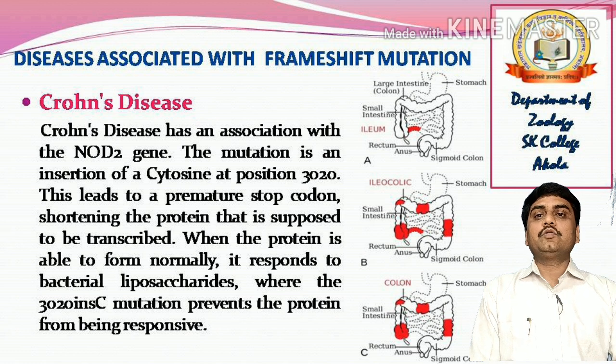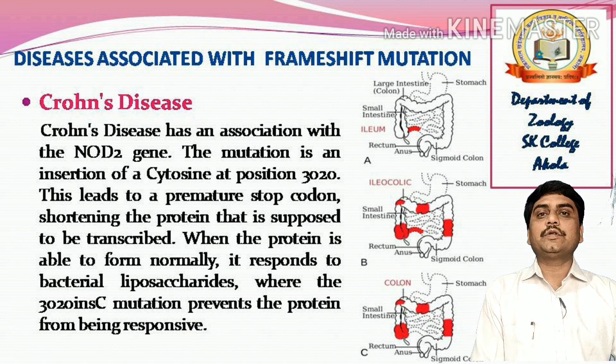When the protein is able to form normally, it responds to bacterial lipopolysaccharides, whereas the 3020 mutation prevents the protein from being responsive. This is the particular diagram I am showing you, which shows Crohn's disease of the intestine.